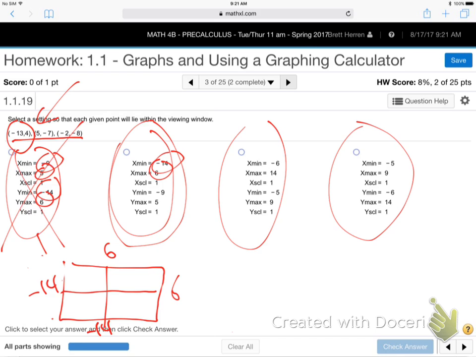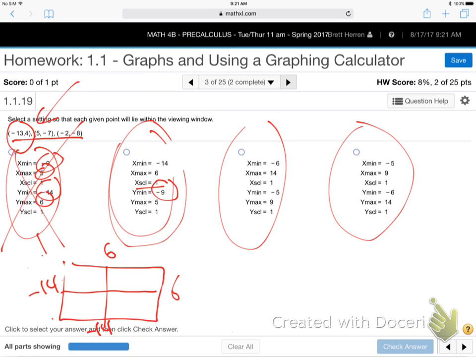Left edge, right edge. And then, don't worry about the scale. That's just how big the jumps are. We don't really care about that right now. We're just looking for total window size on this question. In a minute, we'll worry about scale for another question. But right now, we don't care how big the jumps are. We just care how big the window is.